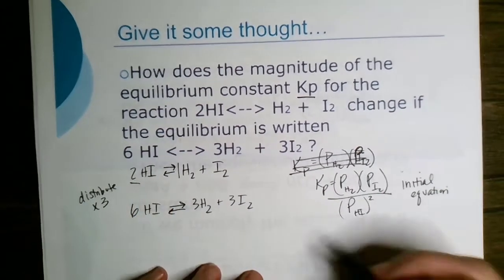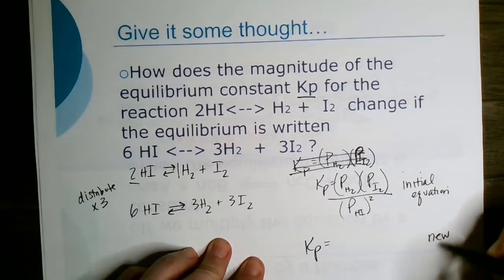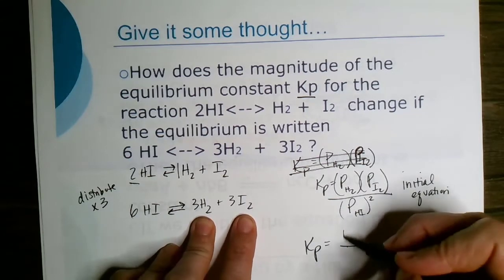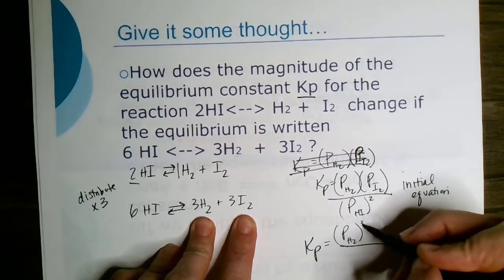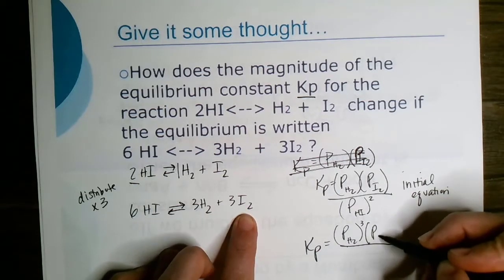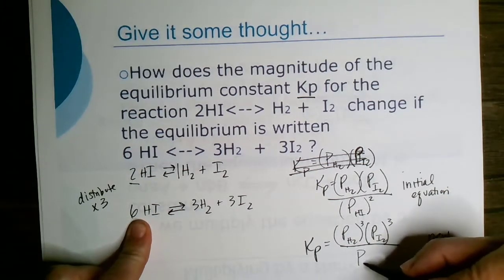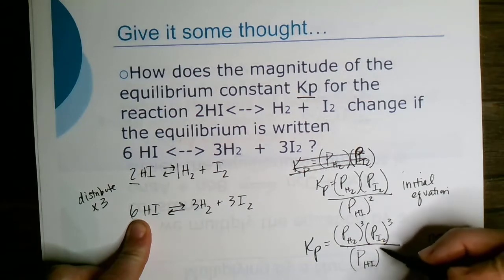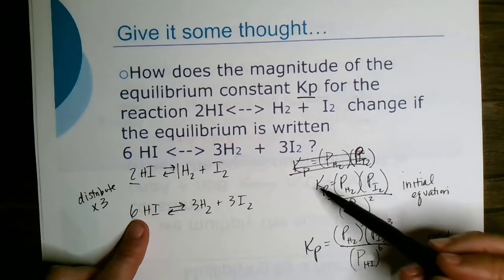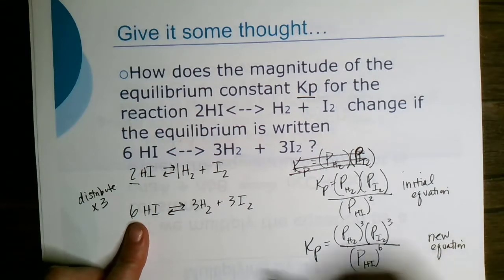Now let's look at my Kp for the new equation. All right, so we're going to do my products over reactants. So I've got my partial pressure of H2 cubed, then I have my partial pressure of iodine cubed over the partial pressure of HI to the sixth power. So my original K, what's essentially happening going from my original to my new, I am cubing it.